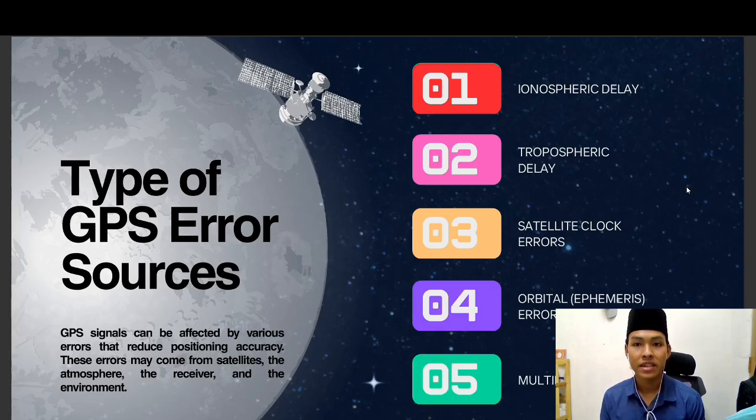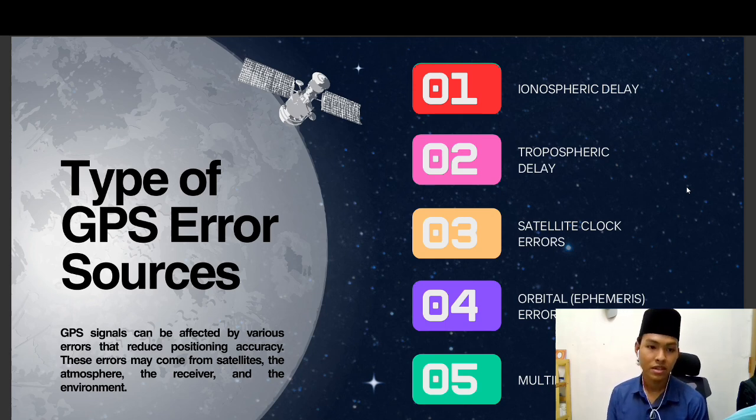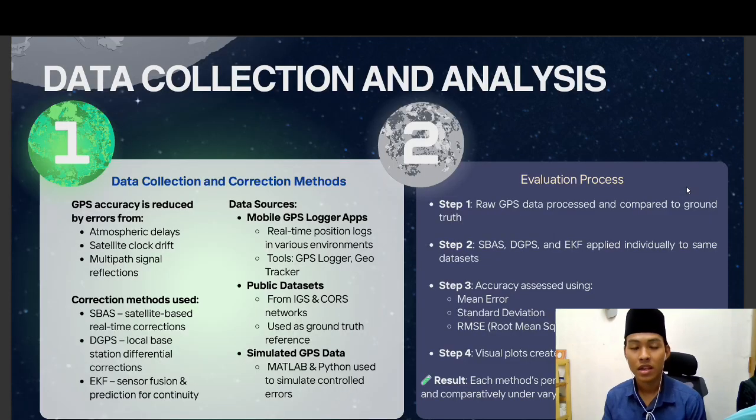The types of GPS errors. The first types are ionospheric delay, tropospheric delay, satellite clock errors, orbital errors, and multipath errors. These errors may come from the satellite and atmosphere, the receiver, and the environment. For the data correction and analysis, GPS accuracy is reduced by errors from atmospheric, satellite, and also multipath signals. The correction methods used are SBAS, DGPS, and EKF, while the data sources are from mobile GPS logger apps, public datasets, and simulated GPS data.